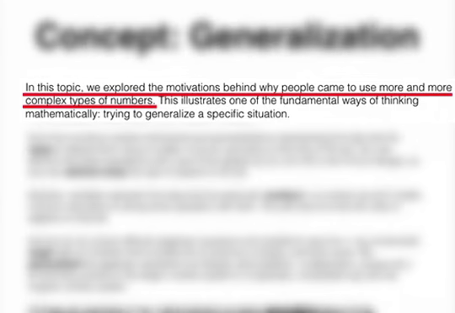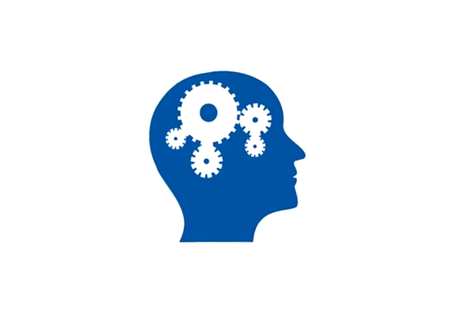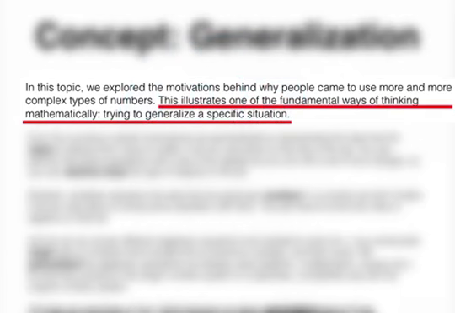So in this topic, we've explored the motivations behind why people came to use more and more complex types of numbers until they arrived at a set that they literally called complex numbers. And there are larger and larger sets, which I'm not going to cover in this video. But it gives you the idea. It illustrates one of the fundamental ways of thinking mathematically: to generalize a specific situation.